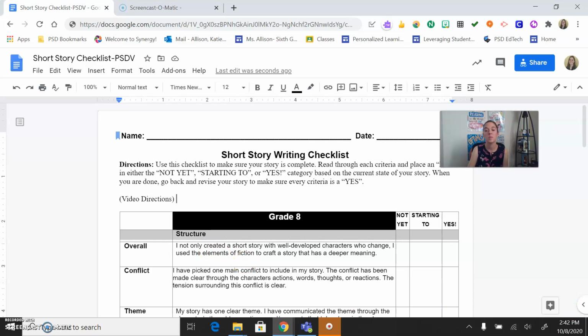So if you were at a school that used units of study for your writing curriculum, which I think all of us were, this should be a familiar format, but I want to just remind you of a couple of things. So the directions say use this checklist to make sure your story is complete.